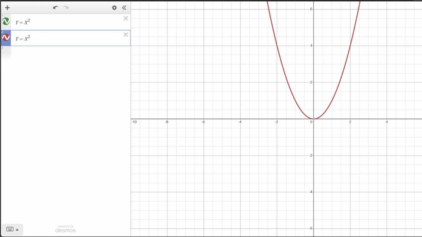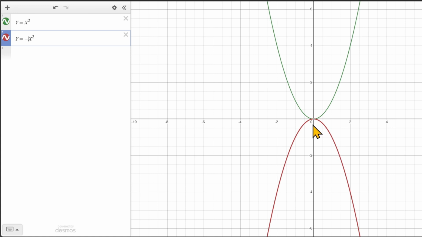So now, in order to do a reflection of a quadratic function, all I do is change the sign in front of the x squared. If I put a minus sign there, the parent function is y equals x squared, and the reflection with respect to the x-axis is y equals minus x squared, and they are symmetrical about the x-axis.